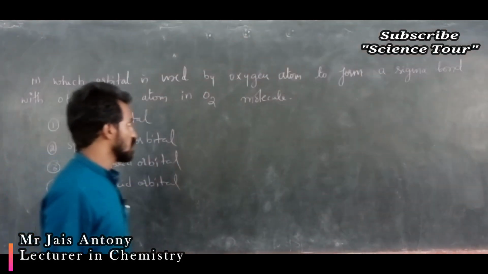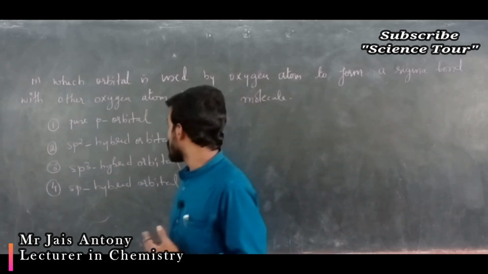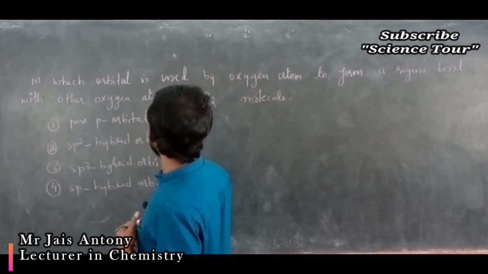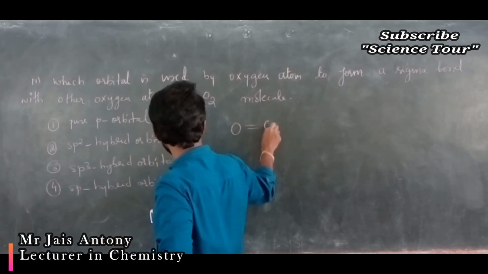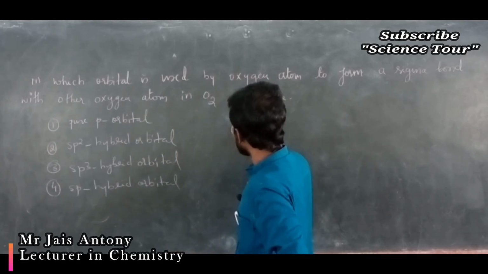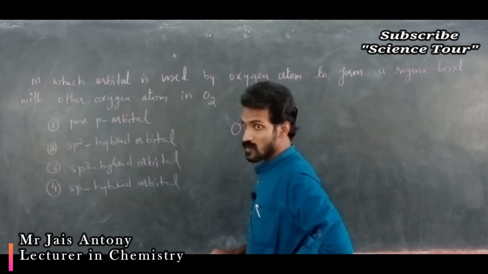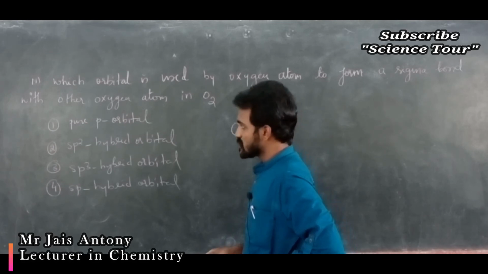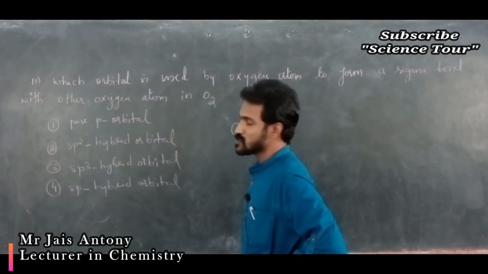It is used by the oxygen atom to form a sigma bond with the other oxygen atom in the oxygen molecule. My dear students, the oxygen molecule is like this, O double bond O, understood? So one is a sigma bond, one is a pi bond. They are asking which orbital is used, whether it is sp2, sp3, sp or pure p orbital. Options are given, my dear students.